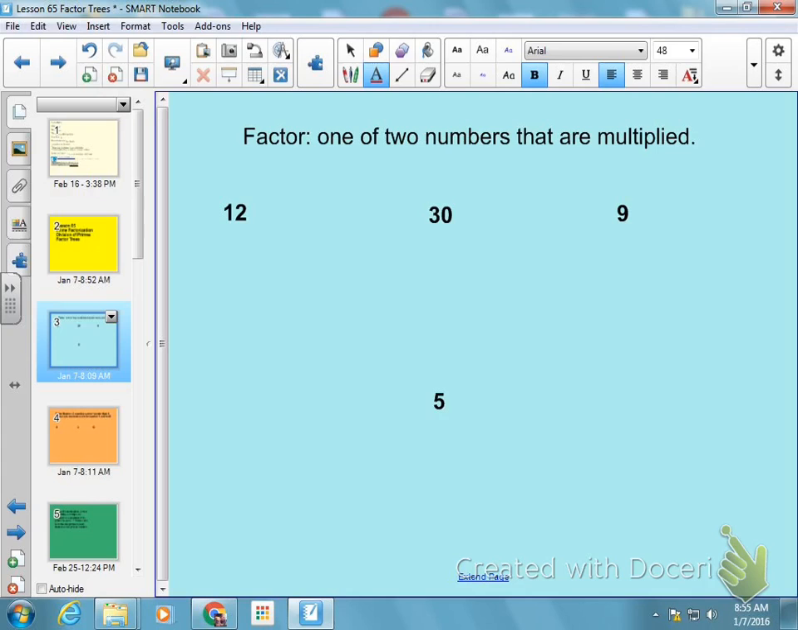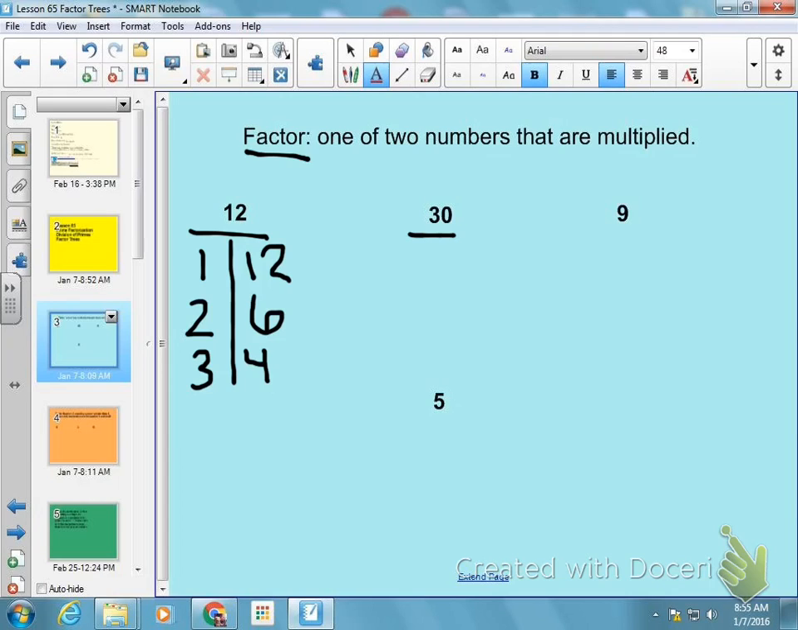Write this definition down for me. A factor is one of two numbers that are multiplied. So let's look at our factors of 12. One way that I like to do is I like to make a T-chart. I know 1 times 12, 2 times 6 would equal 12, and then 3 times 4. So my factors of 12 would be 1, 2, 3, 4, 6, and 12.